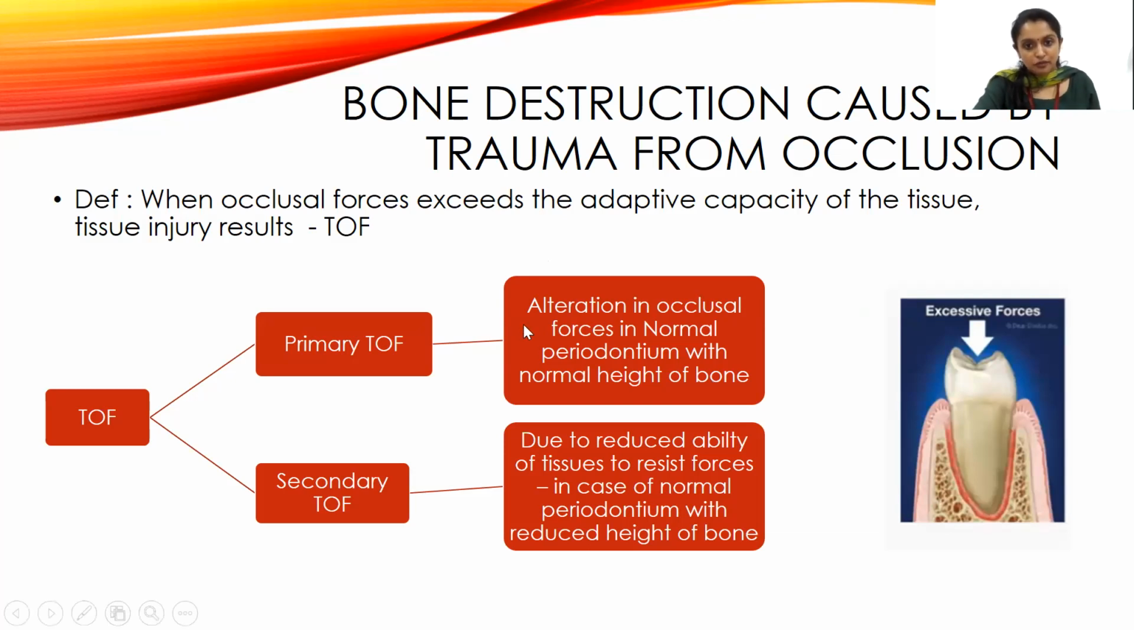So there is primary trauma from occlusion, where there is alteration in the occlusal force in a normal periodontium with normal height of the bone. Whereas secondary trauma from occlusion is due to reduced ability of the tissues to resist the forces, in the case of a normal periodontium with reduced height of bone.